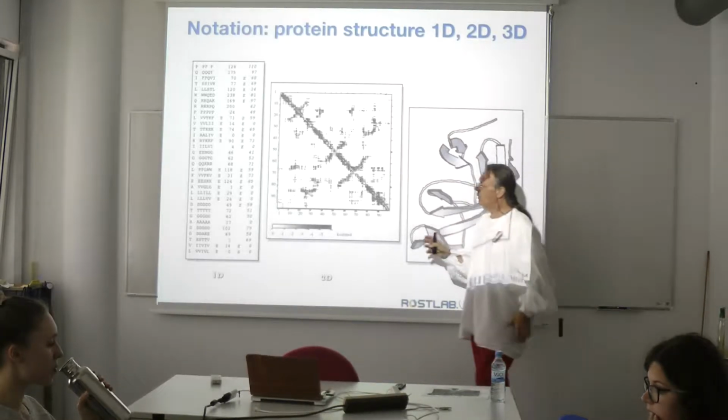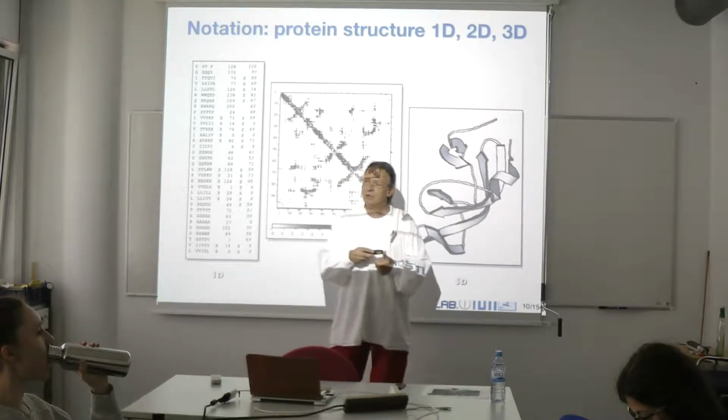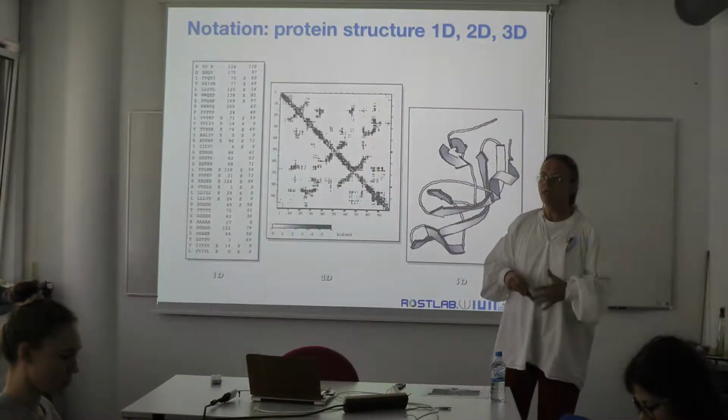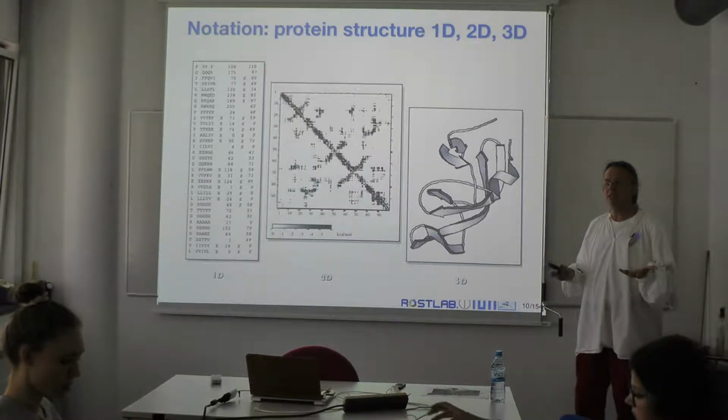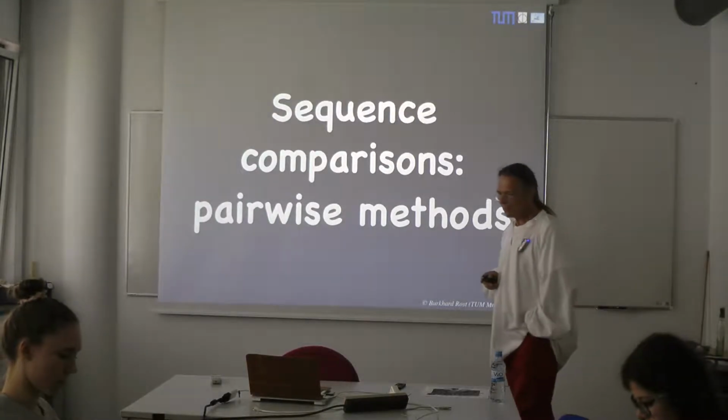For the bulk, all we can do is predict strings in 1D, such as secondary structure, solvent accessibility, membrane regions, disorder, and this is what we're going to talk about in this lecture mostly. Okay? But let's begin with the sequence comparison.